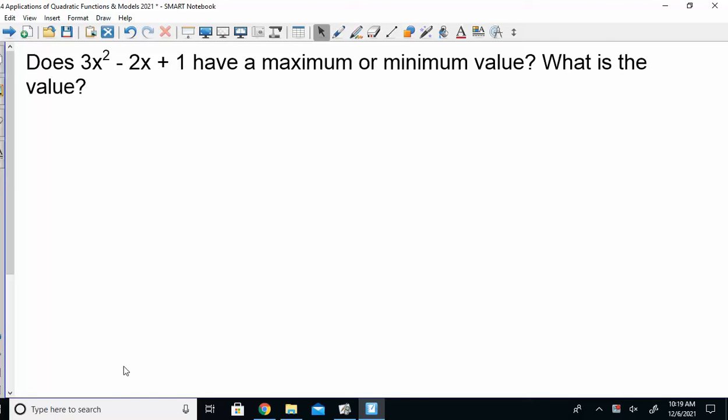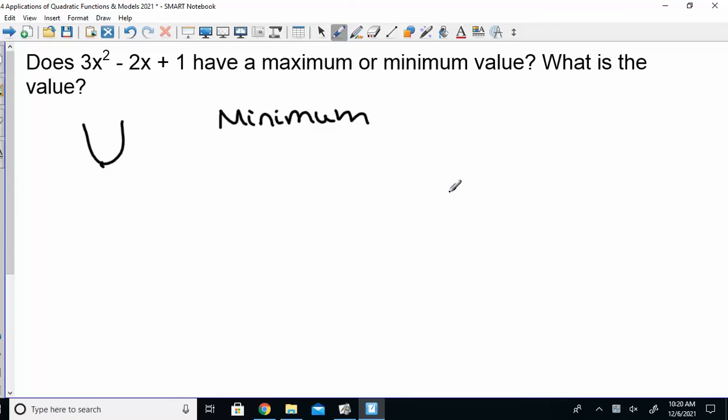Here is my first question. I want to know if this would have a maximum or a minimum value. Now we actually have done this before, back when we talked about the graphs. And how did we decide? Right. It's a positive, which means it opens up. So is it a maximum or a minimum? Minimum.